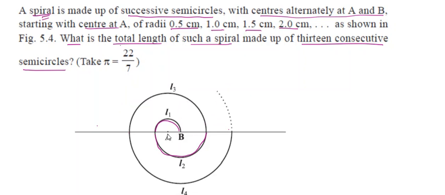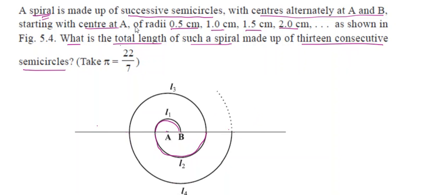Now, every time the center is shifted, with centers alternately at A and B. So here A, based on that there is a semicircle. Then B, based on that a semicircle. Then again A, based on that a semicircle. Again B, based on that a semicircle. Do you understand now? Right.